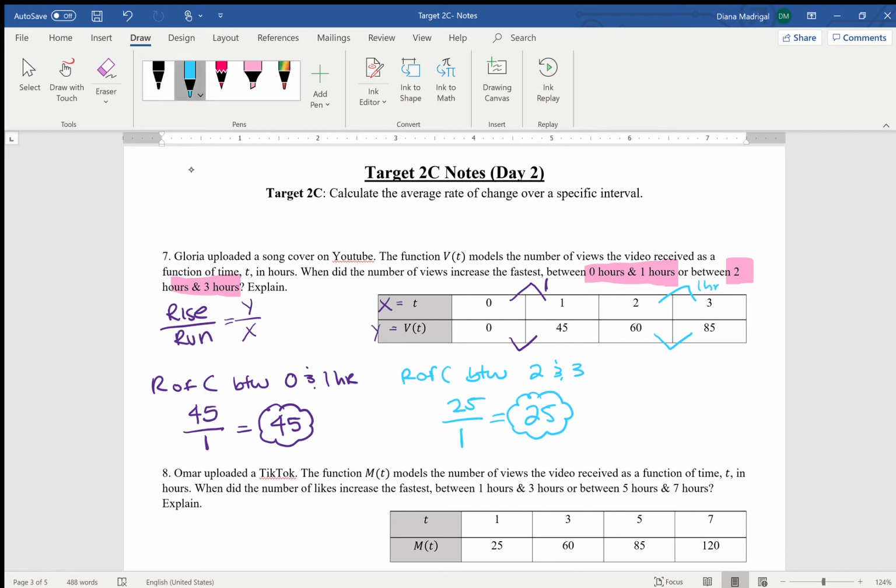Now, my question asks, when did the number of views increase the fastest? Well, the number of views increase the fastest between 0 and 1 hour because rate of change is 45.